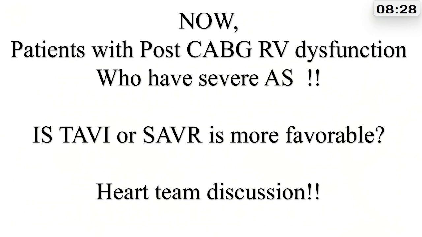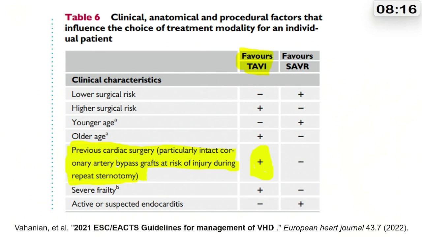Now, for patients with post-CABG RV dysfunction who have severe aortic stenosis, is TAVI or surgical aortic valve replacement more favorable? Of course, this is a heart team discussion. But the 2021 guidelines for valvular heart disease favor TAVI for patients with previous cardiac surgery, particularly intact coronary artery bypass grafts, CABG, because these grafts are at risk of injury during repeated sternotomy. This is the first enemy in patients with severe aortic stenosis if they have CABG.